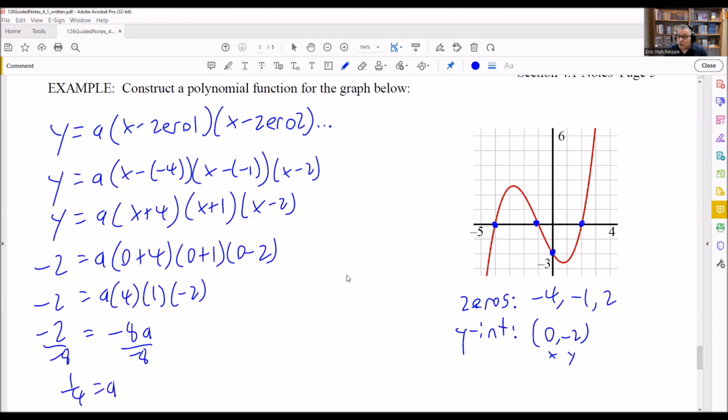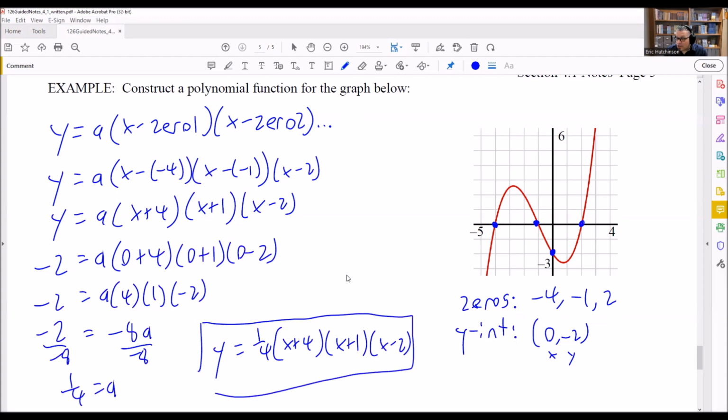I'm ready to write my equation. So I'm going to do y equals 1/4. I'm just going to put (x plus 4)(x plus 1)(x minus 2). That is it. That is going to be the exact answer to this particular question here. Let's make it look a little bit neater here. So this is your final answer there. So this would be the equation that describes this particular graph.